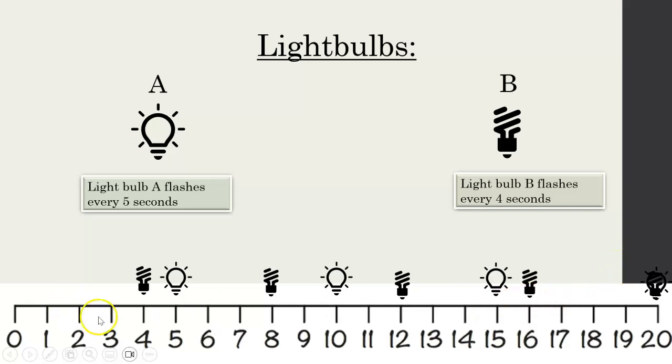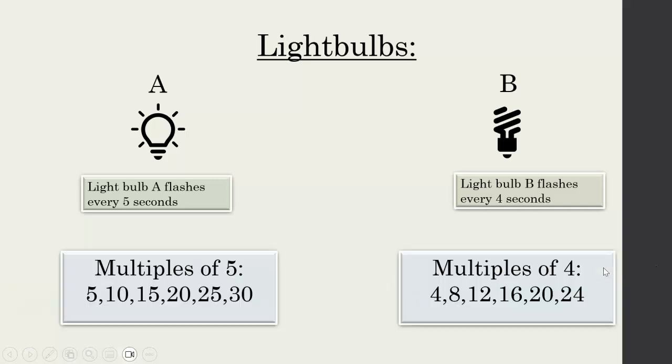Now, I did a nice number line and pictures and everything, but you don't actually have to do that. Let's say light bulb A is flashing every 5 seconds. So that's just multiples of 5. 5, add another 5, 10, add another 5, 15, 20, 25, 30. 5 ones are 5, 5 twos are 10, 5 threes are 15, 5 fours are 20, and so on. This is flashing every 4 seconds, so that's just multiples of 4. 4 ones are 4, 4 twos are 8, 4 threes are 12, 4 fours are 16, and so on.